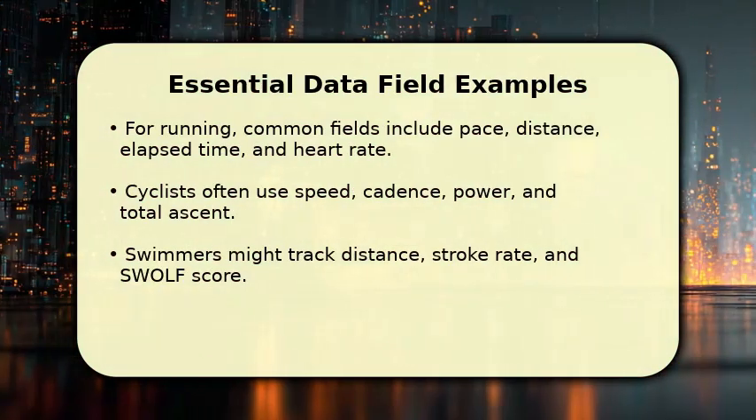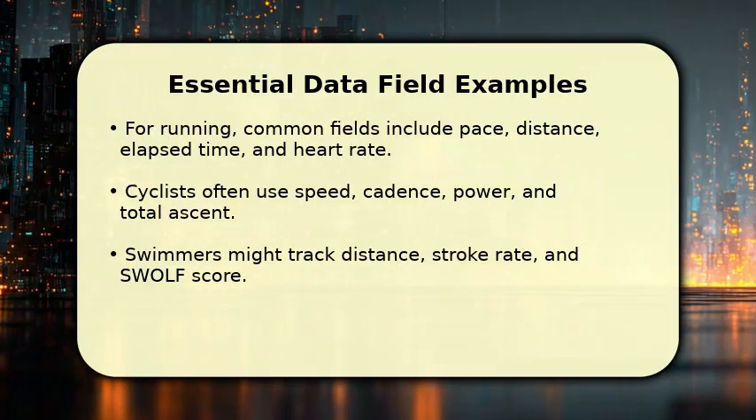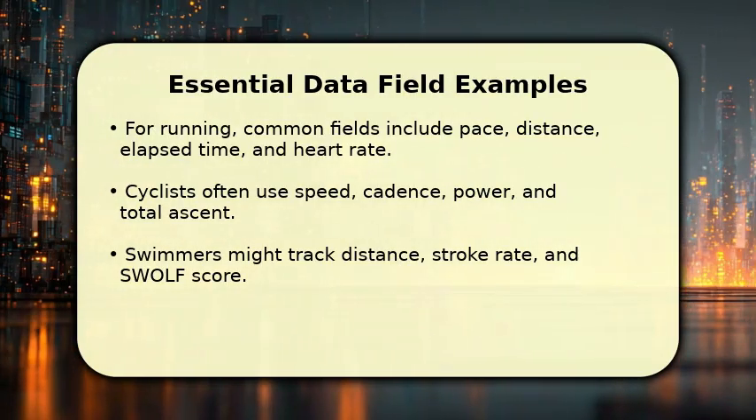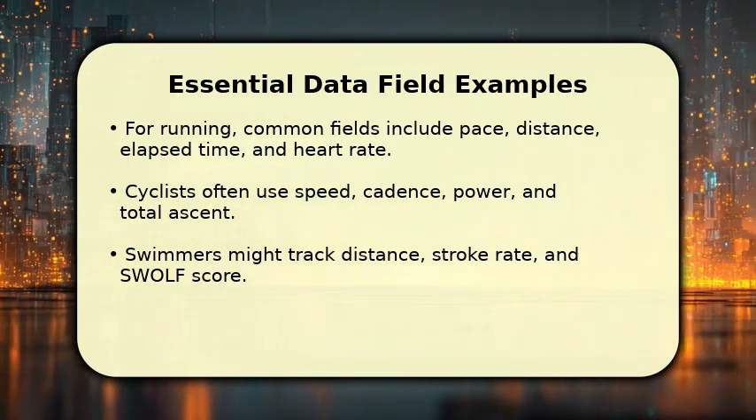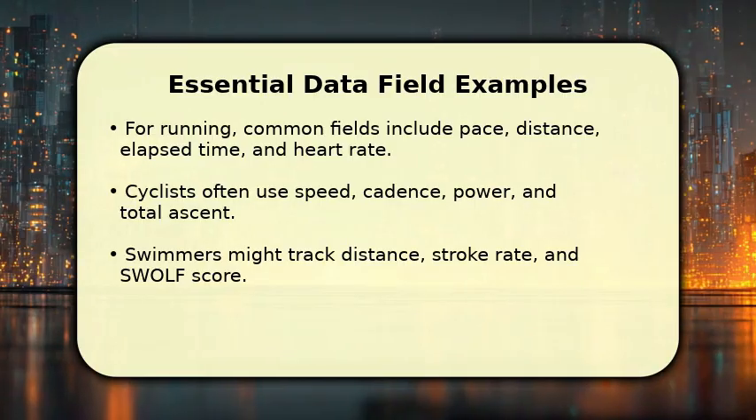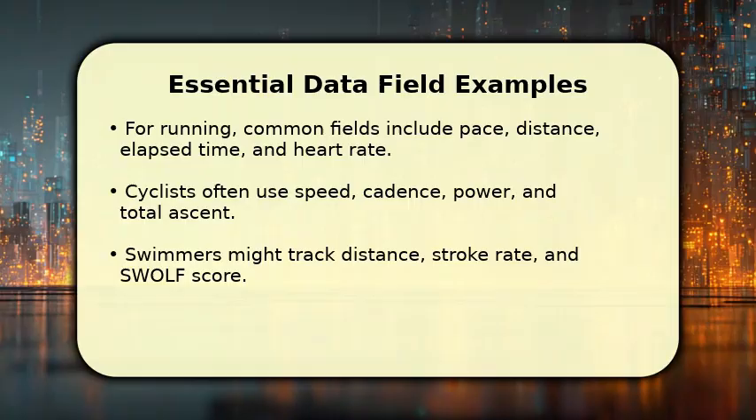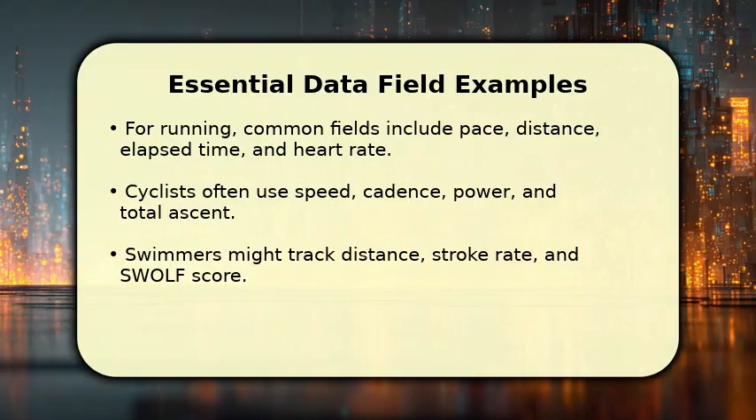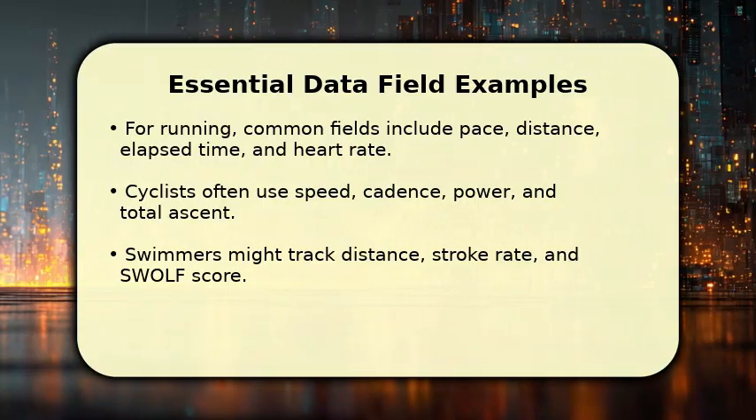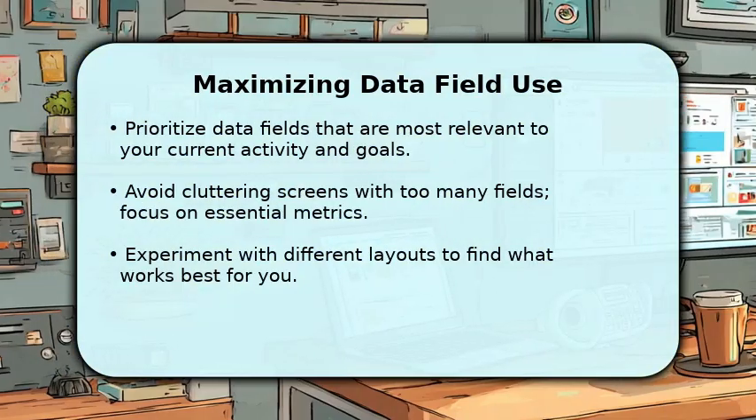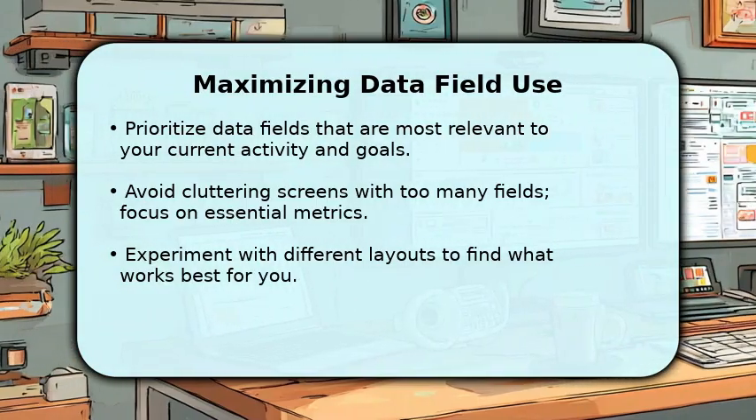Different activities benefit from different data field setups. For runners, essential fields often include current pace, total distance, elapsed time, and heart rate. Cyclists frequently monitor speed, cadence, power, and total ascent. Swimmers might focus on distance, stroke rate, and their SWOLF score. Remember, you can also dedicate a screen to navigation or a detailed map, ensuring you always stay on course during your adventures.